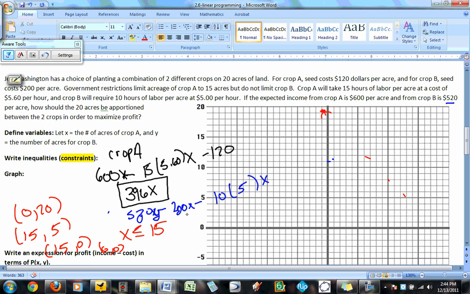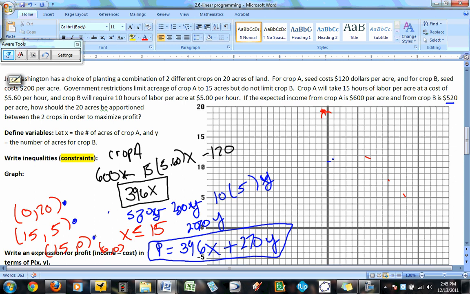So when I add like terms, I'm going to get 200 and, sorry, I keep writing X. These should be Y's. We're dealing with crop B. I'm sorry about that. This should be 270Y. So my profit function means my profit, P, is going to be 396X, I make $396 per acre for crop A, plus $270 per acre for crop B. There is my profit, and in order to maximize profit, all we need to do now is plug in these points in order to maximize our profit.